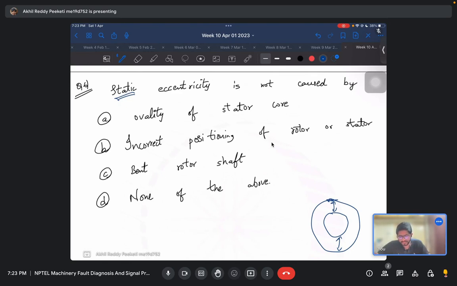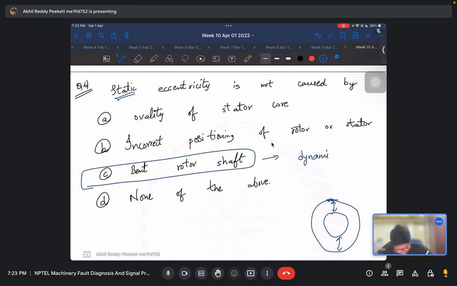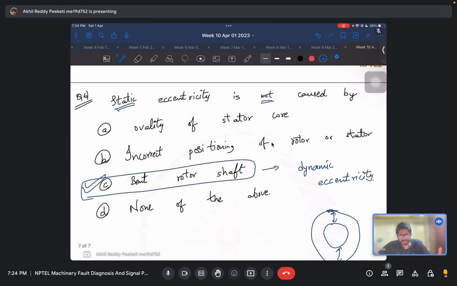But what about bent rotor shaft? As we discussed earlier, a bent rotor shaft actually causes the air gap to be changing. So it causes dynamic eccentricity. So static eccentricity is not caused by bent rotor shaft because it causes the dynamic eccentricity. But ovality of stator core or incorrect positioning of rotor or stator causes static eccentricity only.